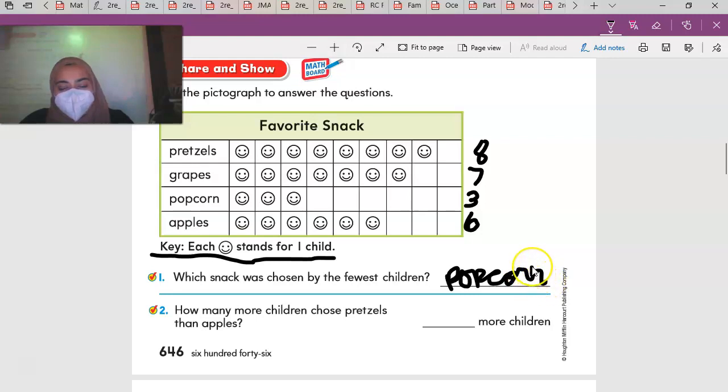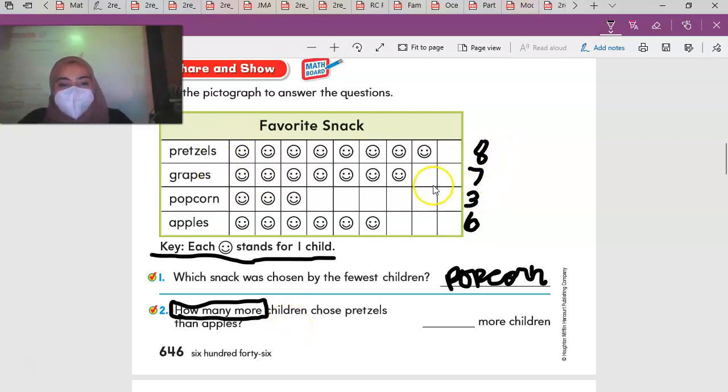Okay. How many more children chose pretzels than apples? What does "how many more" mean? You need to box that. Whenever you have any kind of math keyword in a problem, it better be boxed. How many more children chose pretzels than apples?